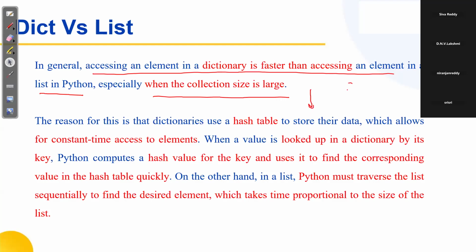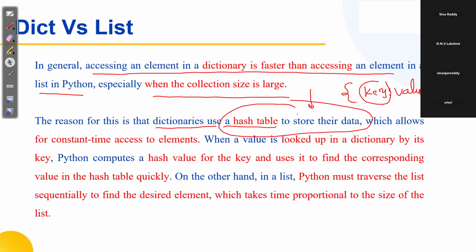The reason is the dictionary has key colon value pairs. Okay? I already discussed it. Now, all the keys are stored using a hash table. Yes, the reason is that a dictionary uses a hash table. In Java you learned hash tables and hash maps, right? It is the same as that.